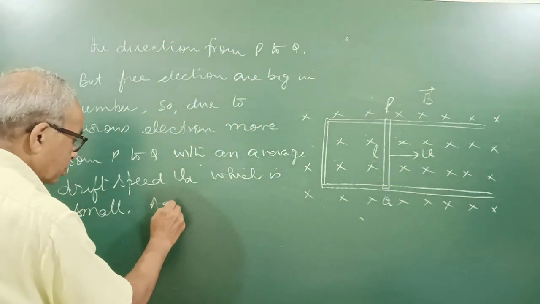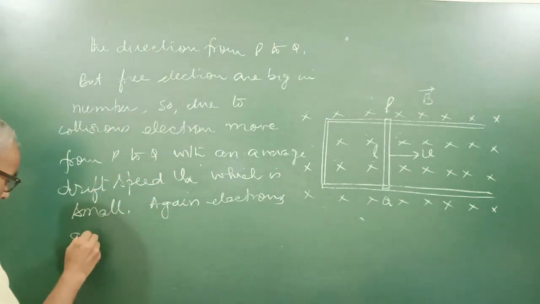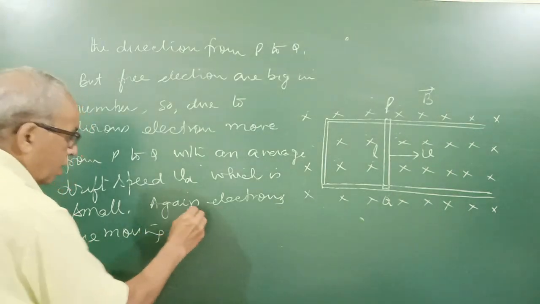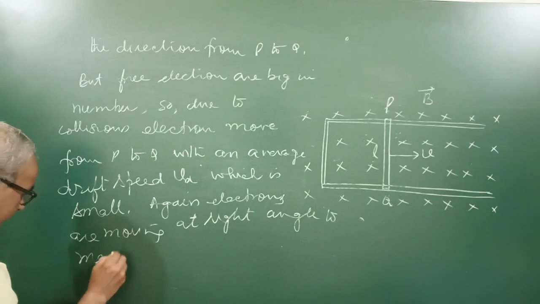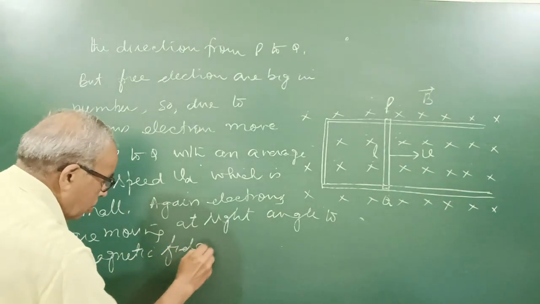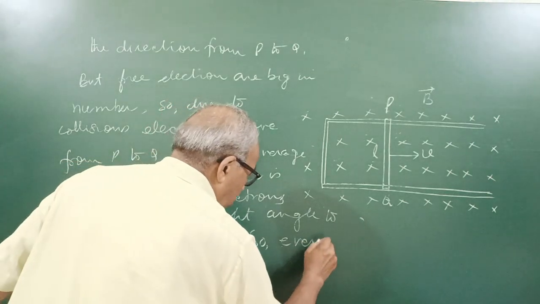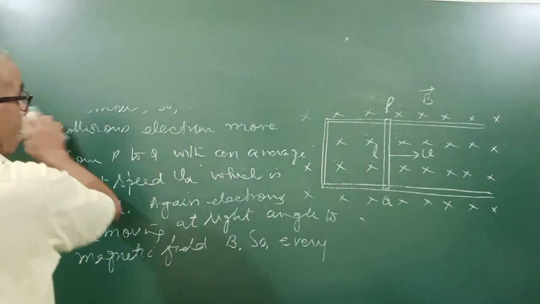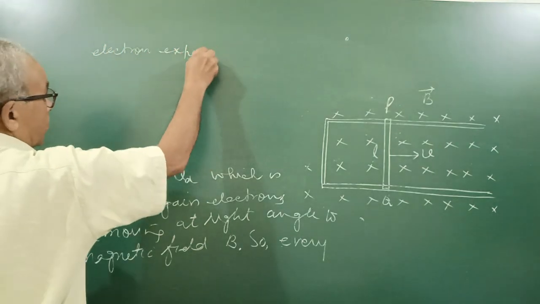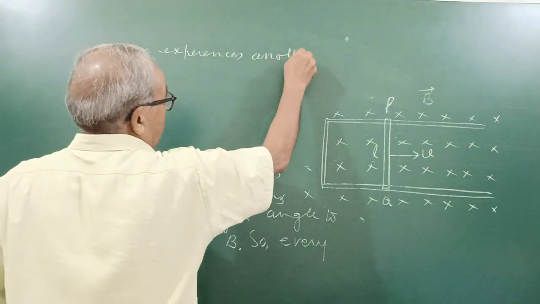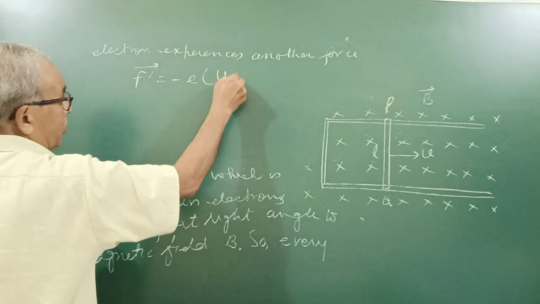Again, electrons are moving at right angle to magnetic field B. So every electron experiences another force, vector F dash equal to minus e Vd cross B.